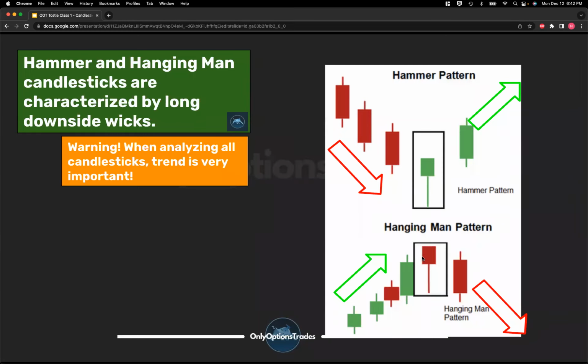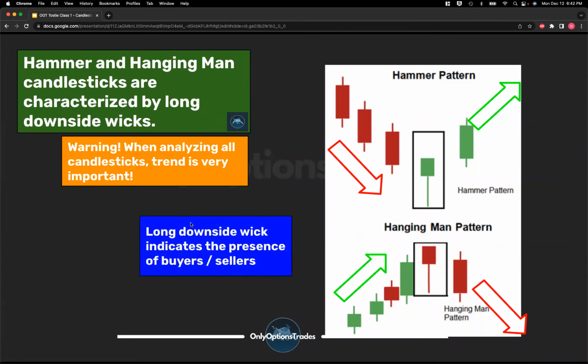You're not going to see a hanging man in the middle of the trend. It's got to be at the bottom of a trend to be valid. Yes, reversal candlesticks must be at the tops and bottoms of trends to be valid. And again, as we've been discussing all night, this long downside wick indicates the presence of the opposite side of the trade. For example, this hammer pattern indicates the presence of buyers. This hanging man pattern indicates that sellers were present, but still weren't able to close the candle with incredible strength.